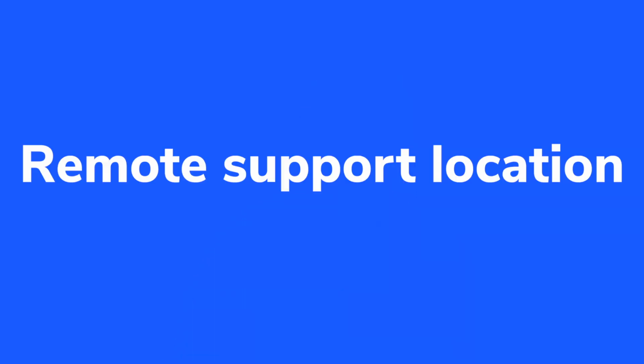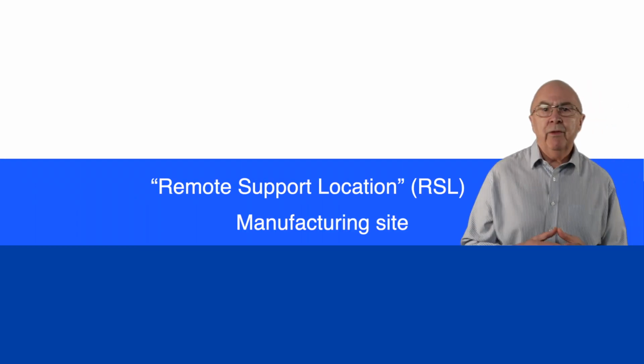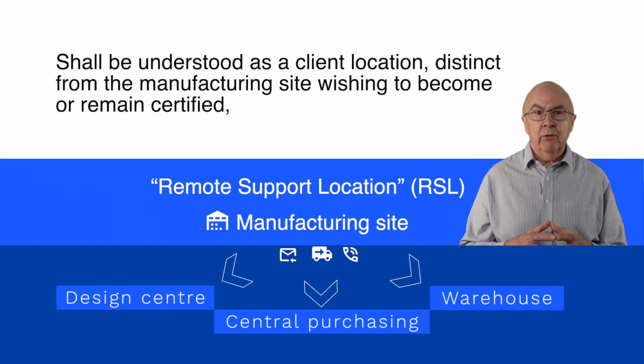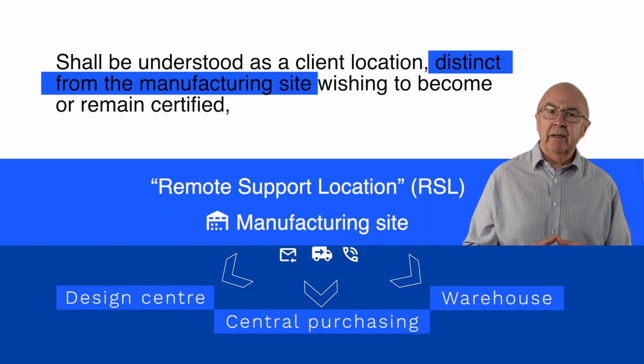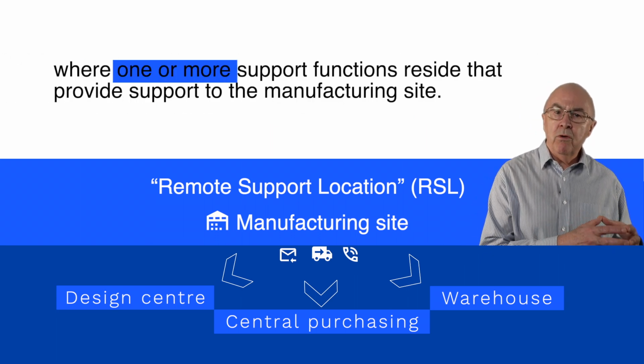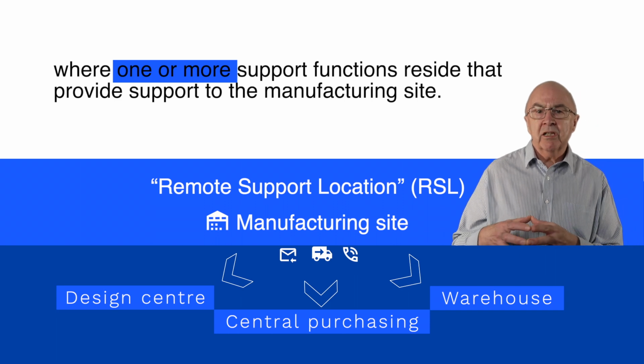A manufacturing site may be supported by what the rules call remote support locations. So this should be understood as a client location distinct from the manufacturing site, where the support function provides support to the manufacturing site. So for example, this could be purchasing support, support with warehousing and distribution of the product to the customer, or it could be a remote design center.